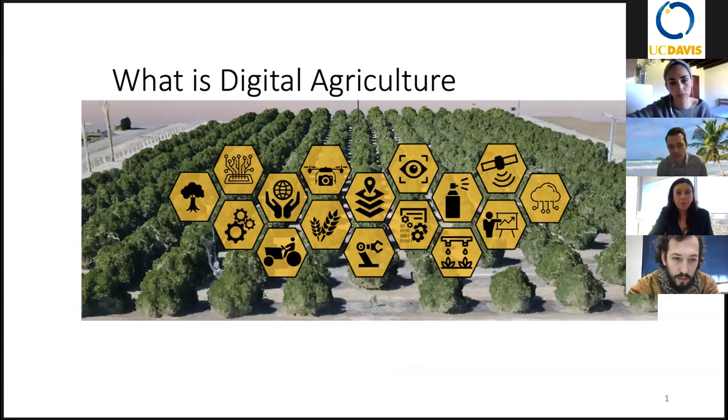So digital agriculture integrates all advanced types of data collection and data interpretation models to enhance the agricultural production system. That includes everything from collecting the data all the way to generating some output that can be used as practical knowledge or as an insight for the growers so they can make a better decision.